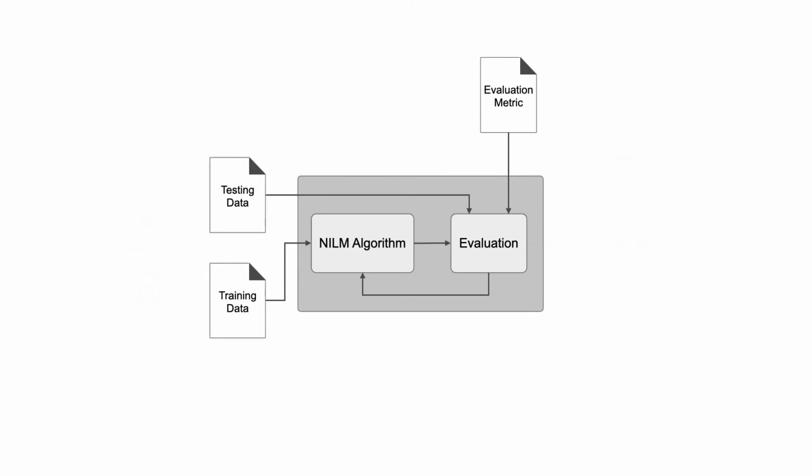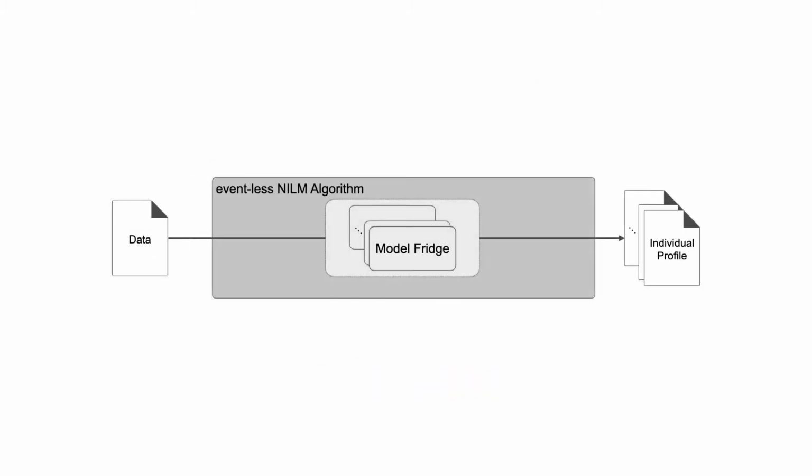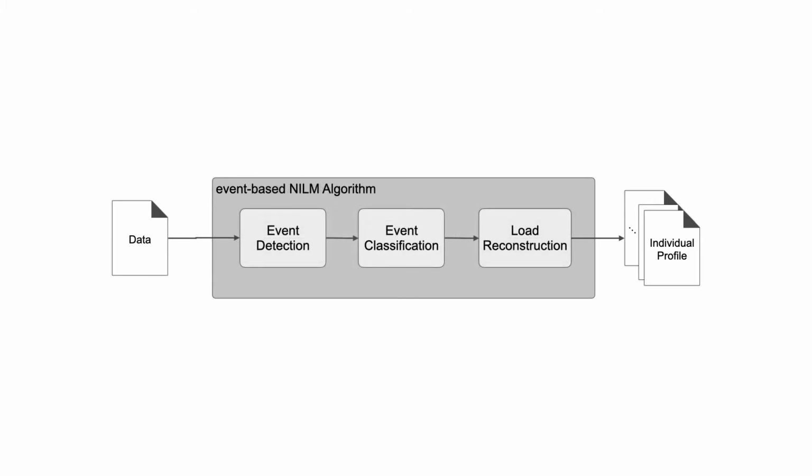Such an evaluation step can be performed, for example, with the NILM-TK framework. NILM-TK allows to compare different algorithms in a reproducible manner across different datasets. If we now take a closer look at those algorithms, we can roughly classify them into two groups. The first group are eventless NILM systems. These systems estimate the system state of all appliances for each time period of interest using, for example, hidden Markov models or neural networks. The second group are event-based systems.